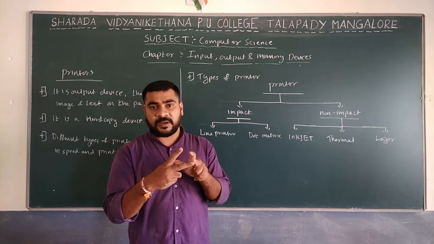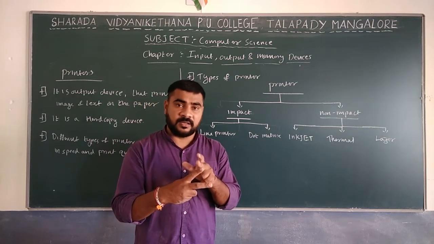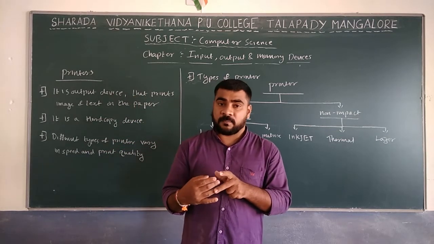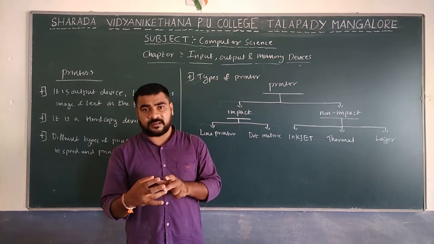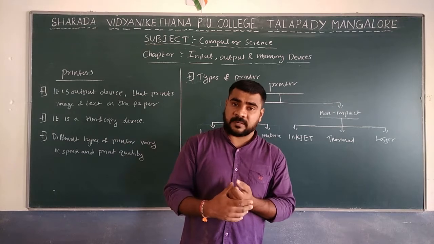One is line printer and one more is dot matrix printer. Then if you are going to see the non-impact printers, the first one is inkjet printer, one more is thermal printer, and the last one is laser printer.